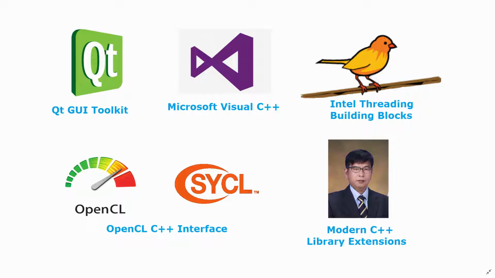This is the first episode about Qt GUI Toolkit, Microsoft Visual C++, Intel Threading Building Blocks, OpenCL C++ interface, and modern C++ library extensions. All these tools are from different vendors. In this episode, we will integrate all these tools to make them work seamlessly. Today, we are literally making a new history for modern C++ programming.